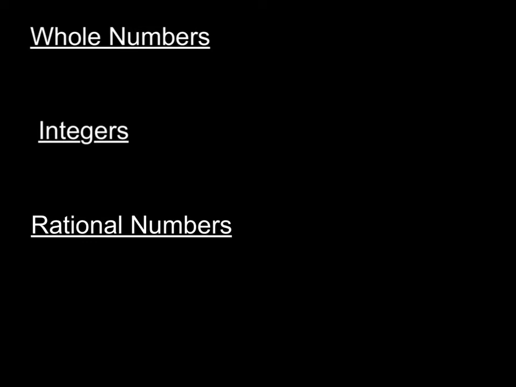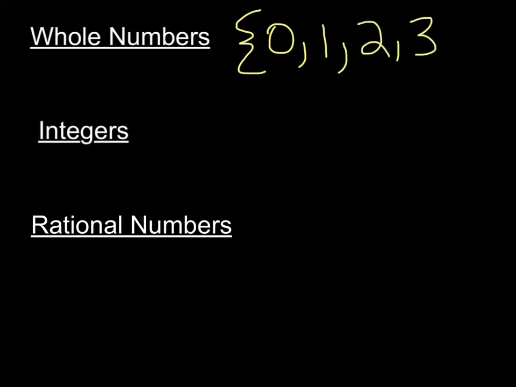And let's put it in terms of a social club. We're going to say that whole numbers started a club, and in their club, they started with the number 0, and they didn't want any pieces of any numbers. They only wanted the numbers to be whole. So they just started with 0 and had 1, 2, 3, and so on. So that is the whole number group.